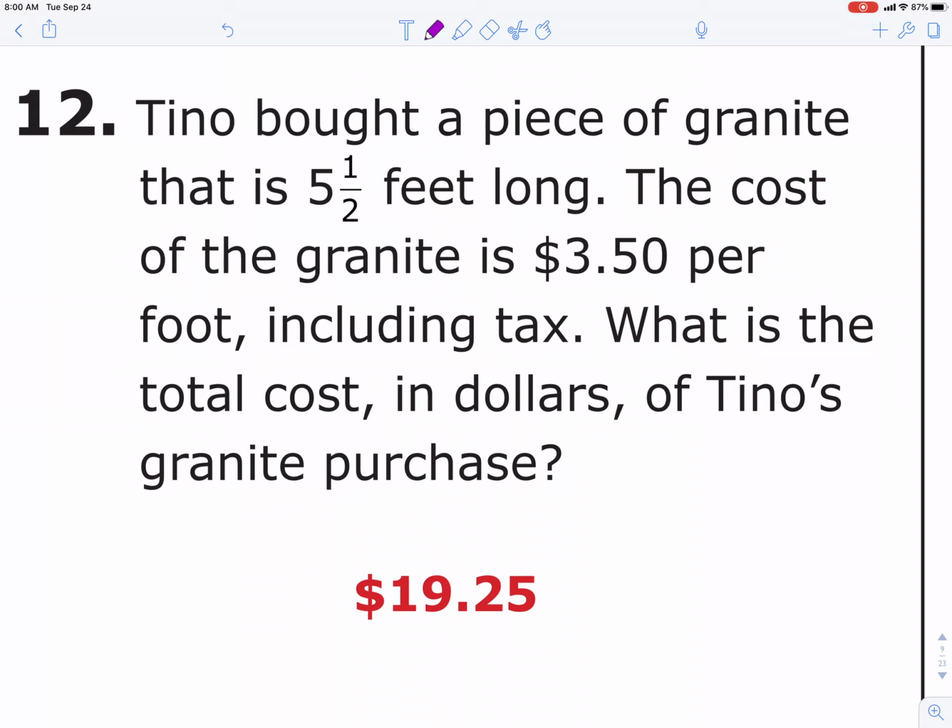Okay, we have some numbers and they gave us some information. Including tax, that means tax is in the money. That means I don't have to worry about it. If it says add tax or find the tax, then I got to worry about it. This one, I don't have to worry about it because tax is included in all my pricing. I don't care about it. They give us a couple of numbers. We got 5.5 feet and we've got $3.50.